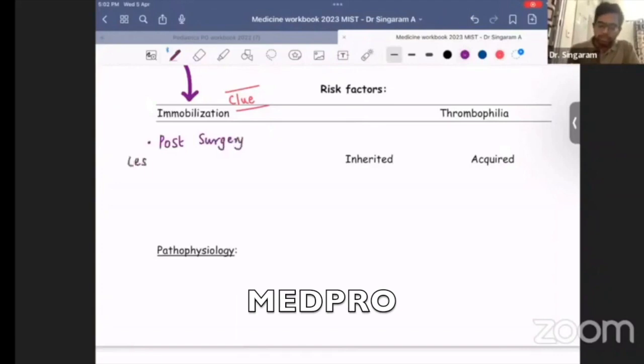Especially which type of surgeries will leave the patient immobilized for a long period of time? It is limb surgeries or orthopedic surgeries. Post-surgical, especially orthopedic surgeries, that's what you need to remember.